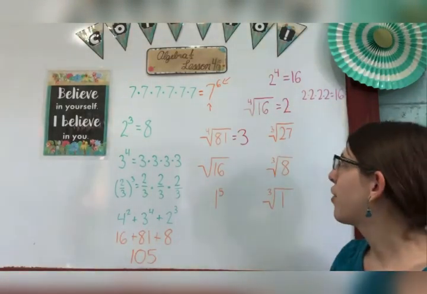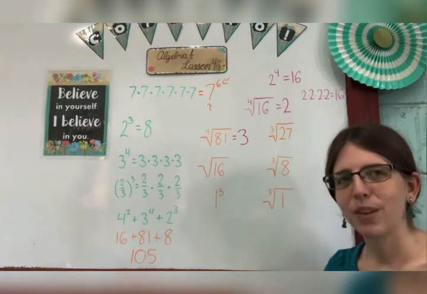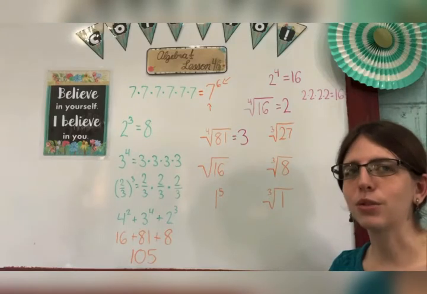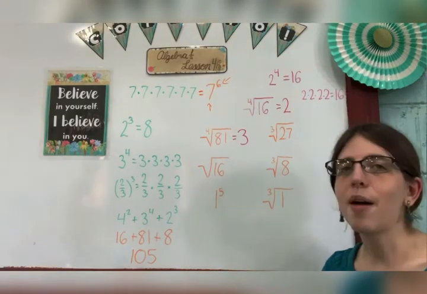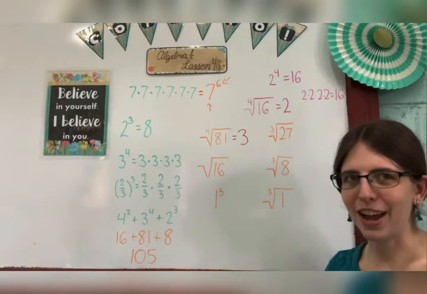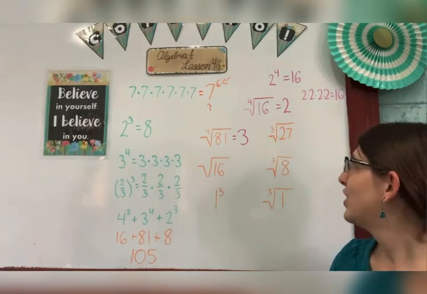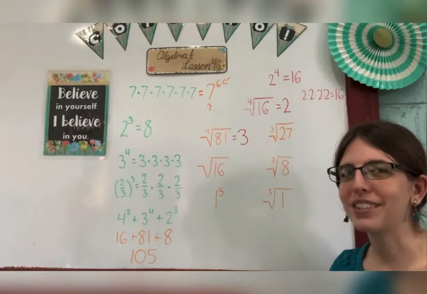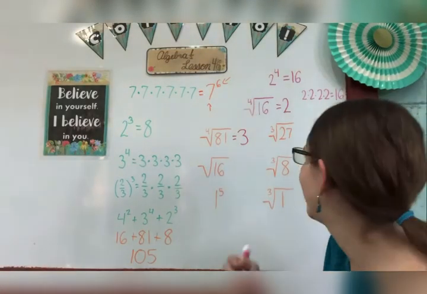Now I'm looking for the 3rd root of 27. So what number multiplied by itself 3 times will equal 27? Not what number multiplied by 3. Make sure that you get that right, okay? So let's try 3. 3 times 3 is 9. 1 more 3. 9 times 3 is 27, so it is 3.